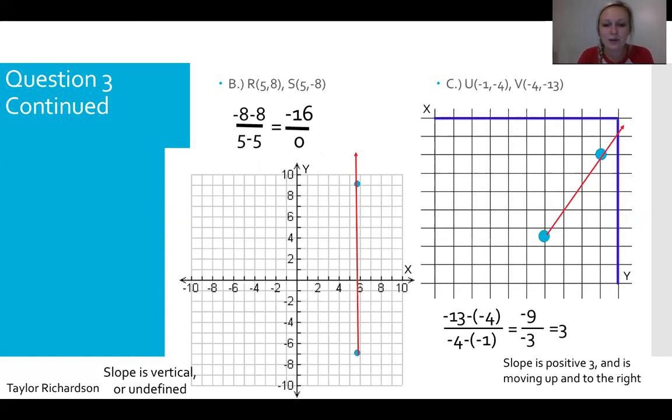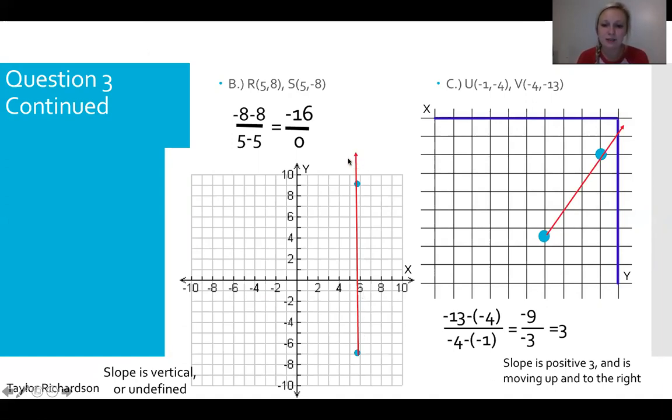So we know that when we see any kind of fraction or number like this, when we're talking about slope, that slope is going to be undefined. When you hear that word, undefined, you know that it's just a line that goes straight up and down. It's not moving to the left. It's not moving to the right. It's simply going straight up and down.